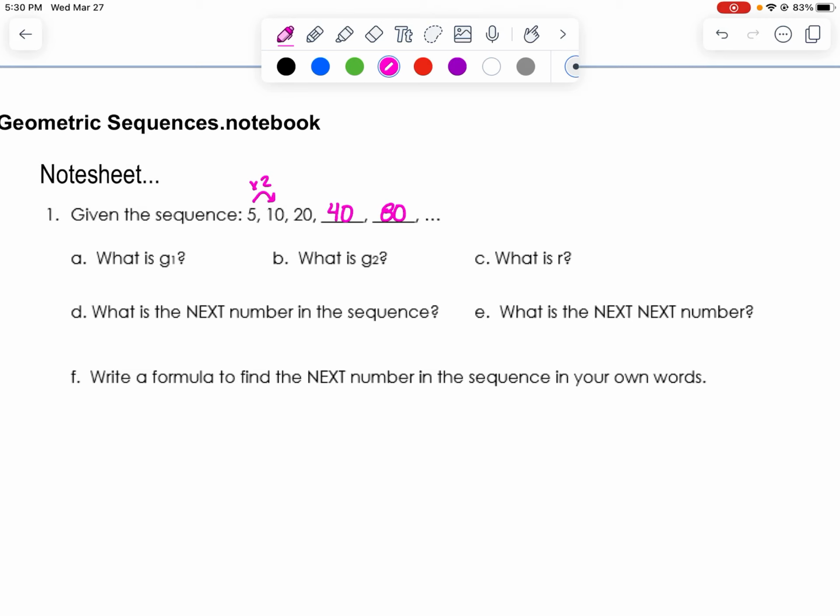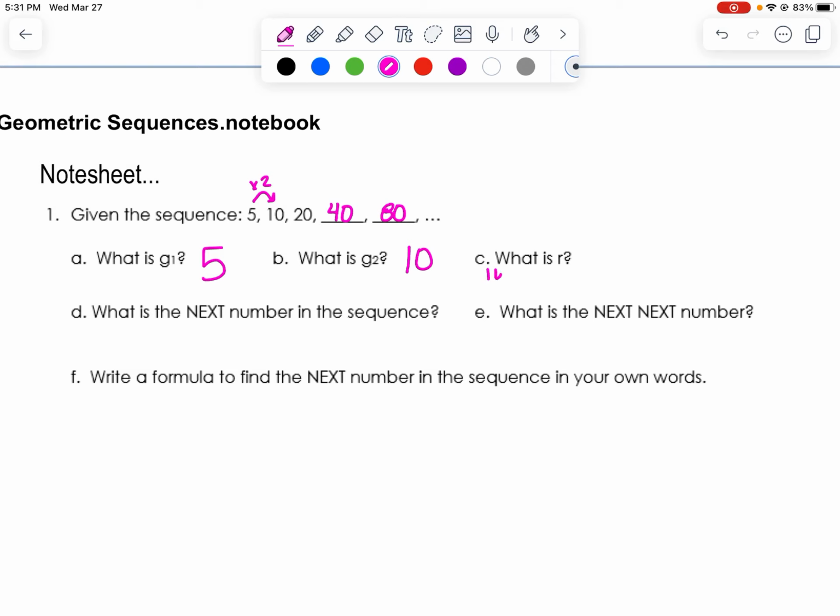That's a geometric sequence. So part A is, what is g sub 1? That just means first term. That's 5. Part B, what is g sub 2? That means second term. That's 10. What is r? That's what you're multiplying by. That is the common ratio. And in this case, we know that it's 2.